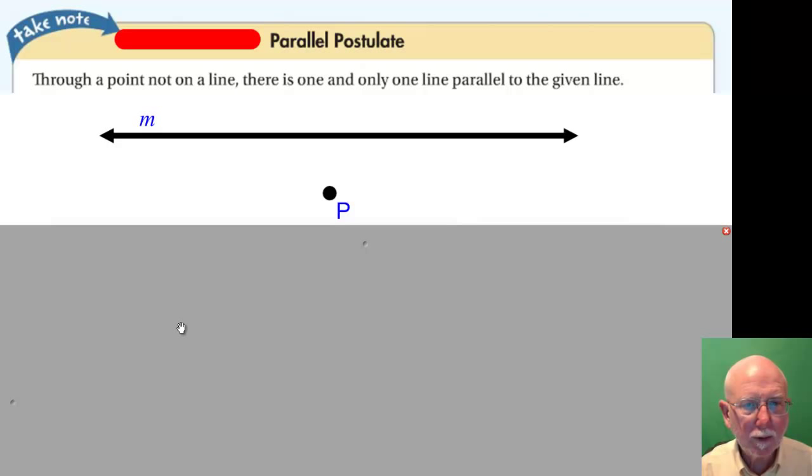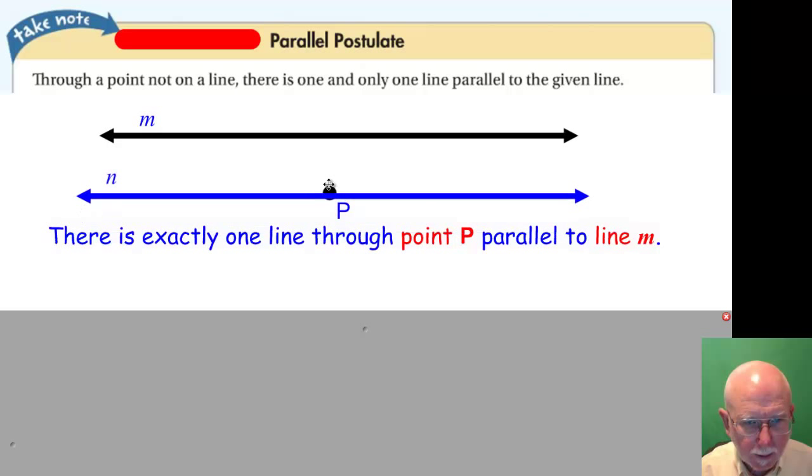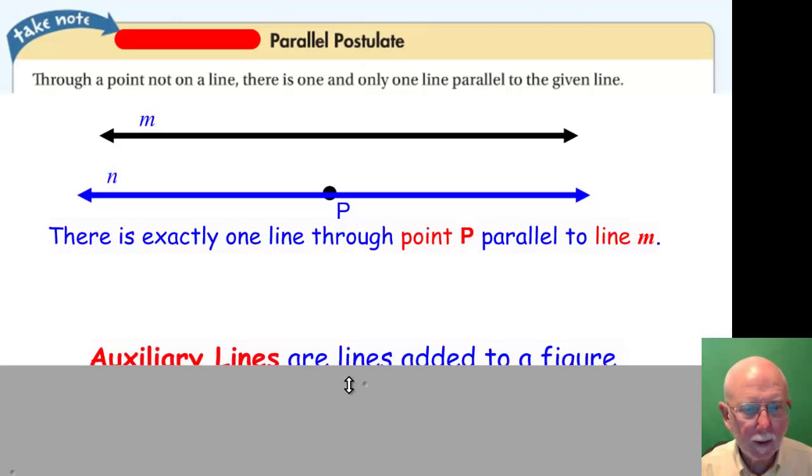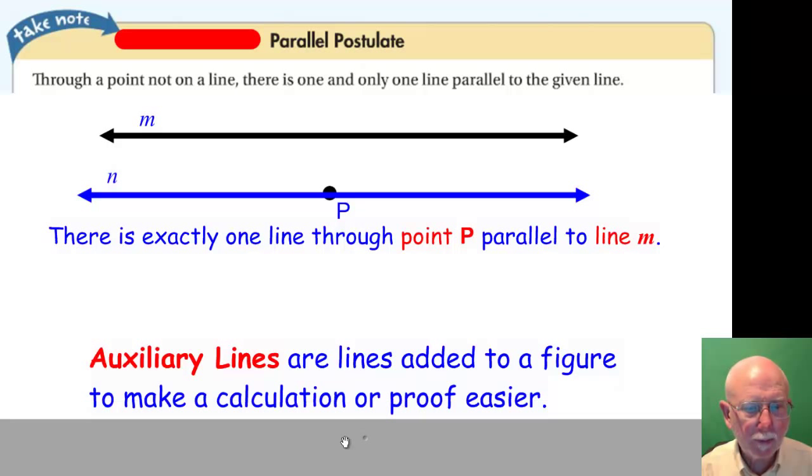Now, something new here is a parallel postulate. And the parallel postulate states that through a point not on a line, there is one and only one line parallel to the given line. So if I have line M and point P here, there's only one line that goes through P that will be parallel to line M. And here I've put in line N, and there will only exist one line that fulfills this. The other thing we have is auxiliary lines, and they're added to a figure to make a calculation or proof easier. And so we will give an example of using an auxiliary line here.